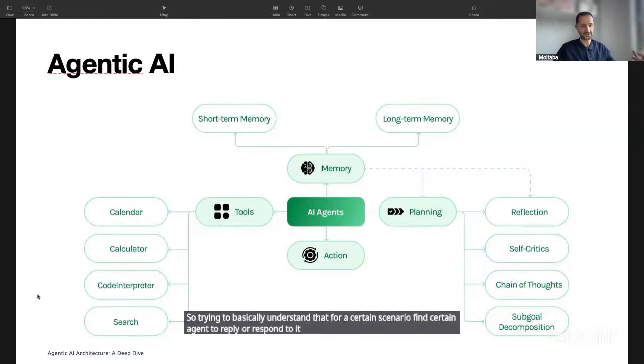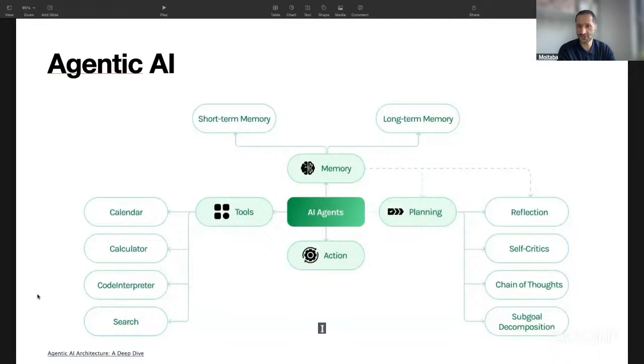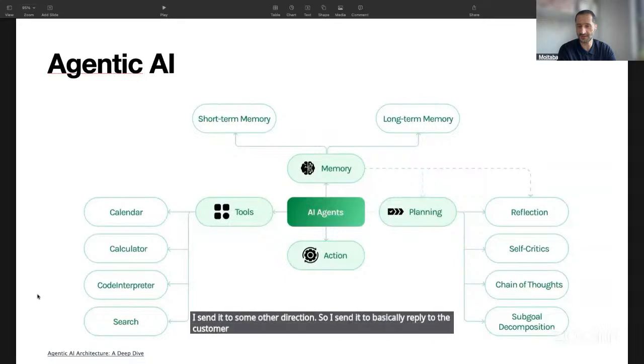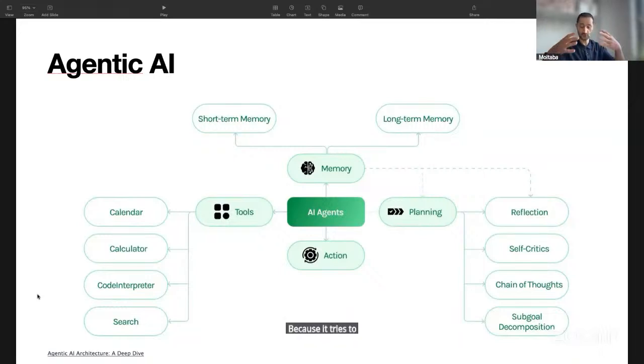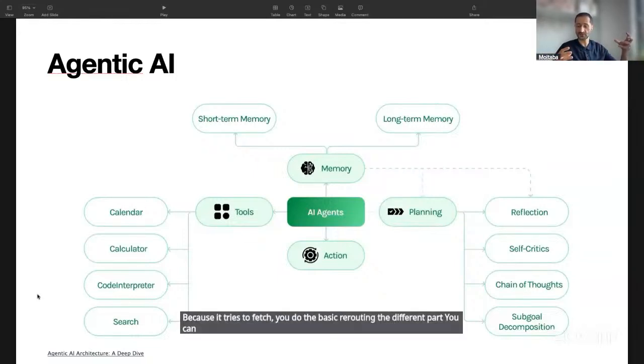So I can define that if a customer asks some greeting, hi, how are you, I don't need to send it to RAG. I send it in some other direction, to reply to the customer with a nice tone, be friendly. This is where agentic AI comes in, because it does the rerouting. You can fetch information from a different part and then ask the LLM to reply.